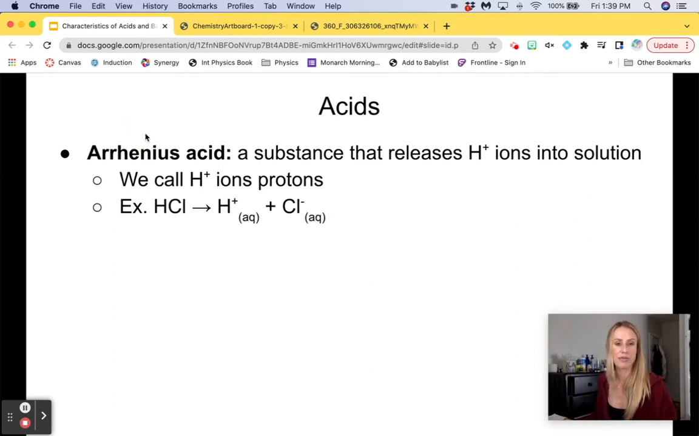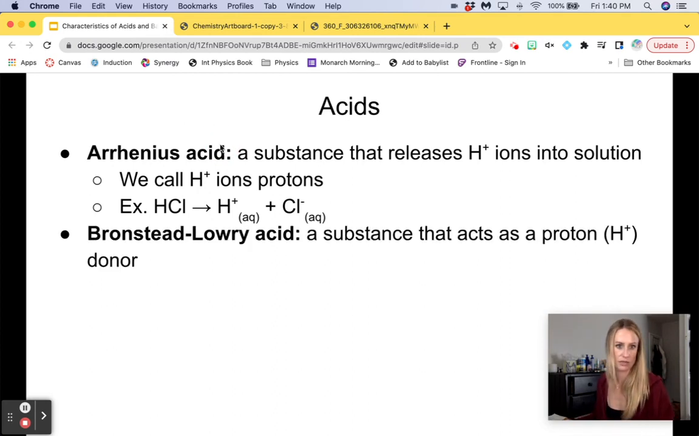So for example, if we looked at a reaction with this, I have hydrochloric acid and it's going to dissociate in solution to H plus, our protons, and Cl minus, our chloride ion. So there's going to be a bunch of protons in solution because that acid dissociated in solution.